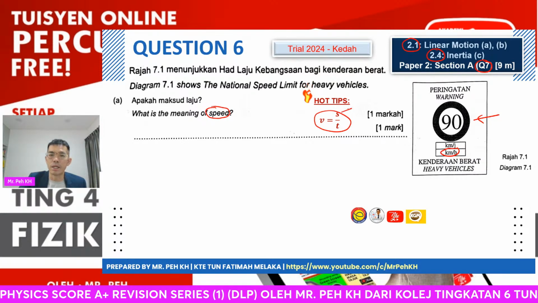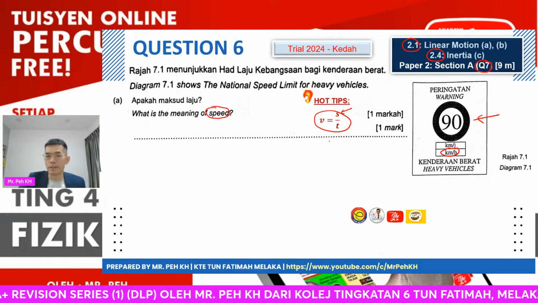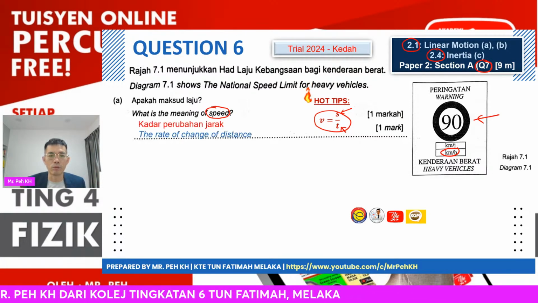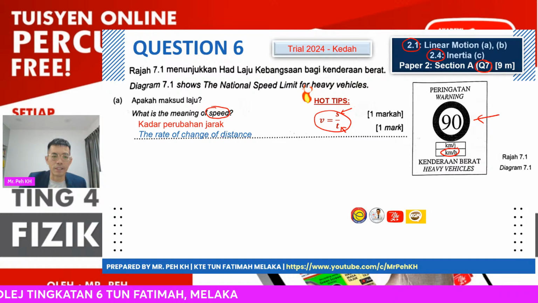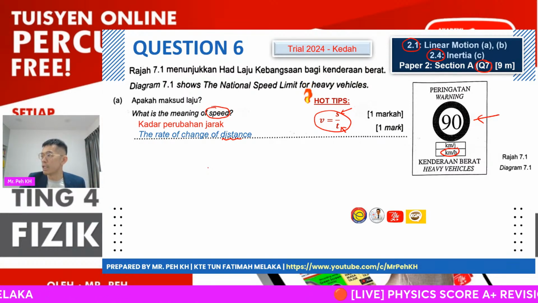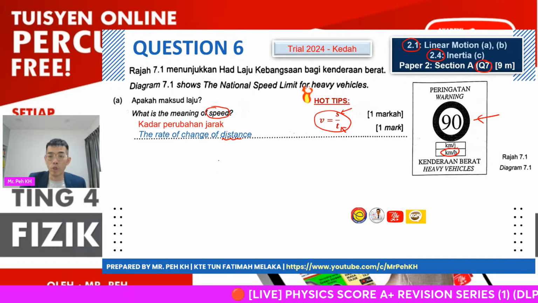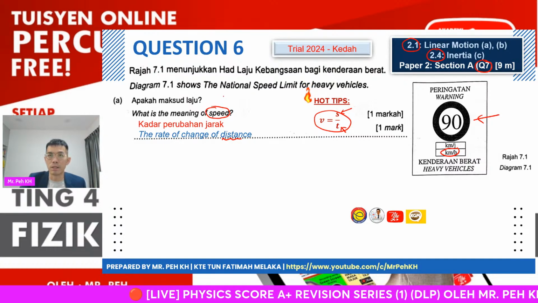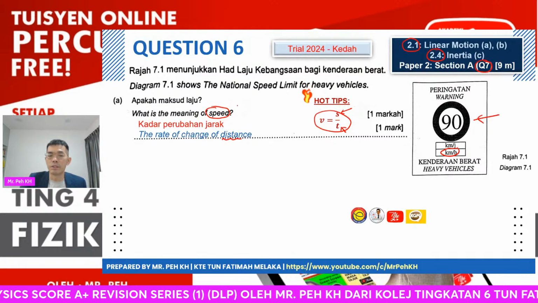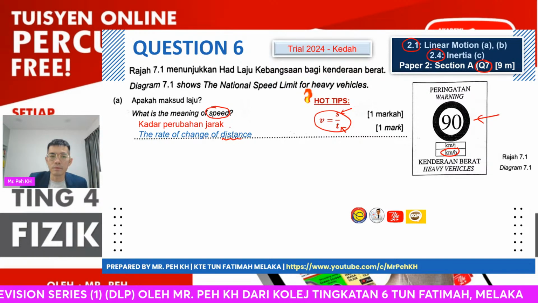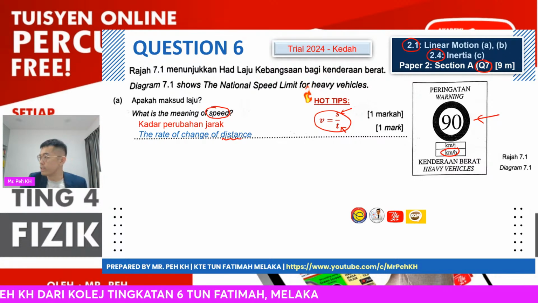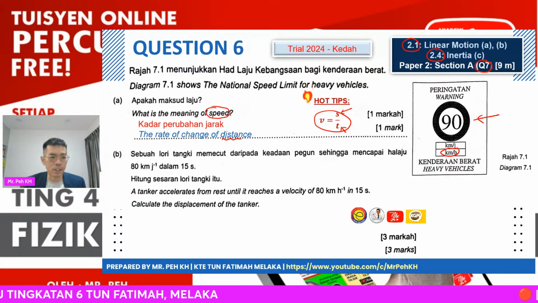That means S here is referring to distance. Then T will be time, so the answer will be rate of change of distance. If you give rate of change of displacement, it will be wrong, because the speed and the velocity are different. Speed is a scalar quantity, while velocity is a vector quantity. Okay, then the next one.